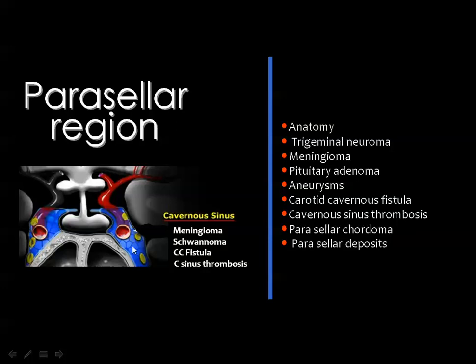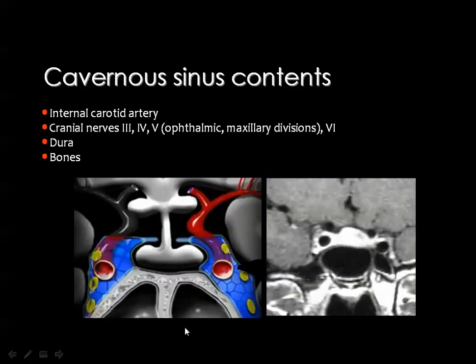The lesions commonly arising here are the meningioma and the schwannoma, usually arising from the Gasserian ganglion, which is the ganglion of the trigeminal nerve, or the presence of carotid cavernous fistula when the carotid artery opens into the sinus, and the cavernous sinus thrombosis. These are the lesions which can be seen in the parasellar area, together with extension of the pituitary adenoma into the cavernous sinus, aneurysms of the carotid artery, and cavernous sinus thrombosis, parasellar chordoma, and of course metastatic deposits.